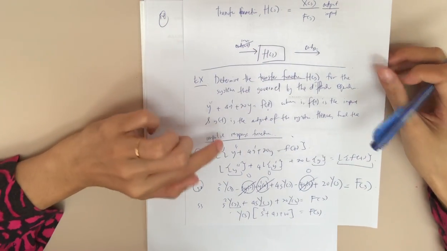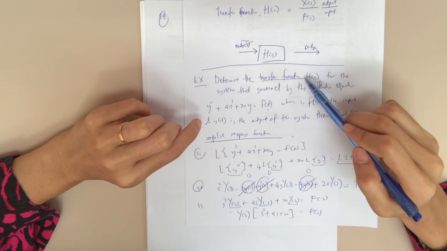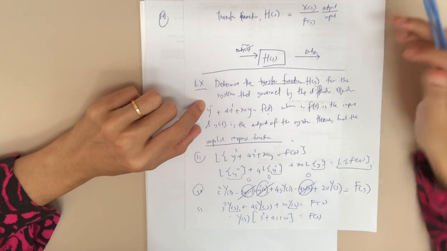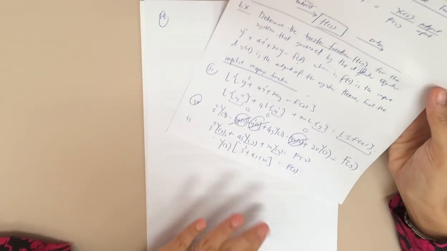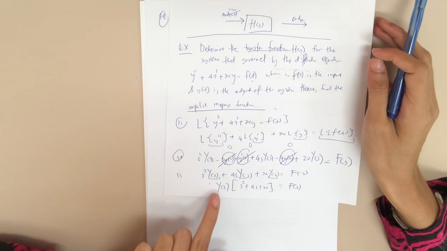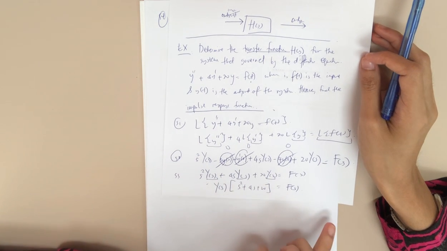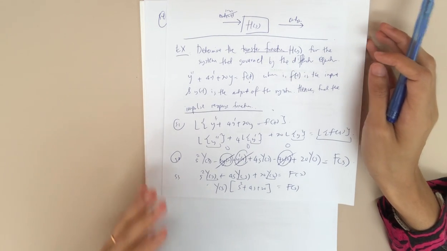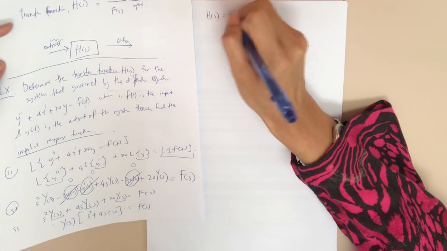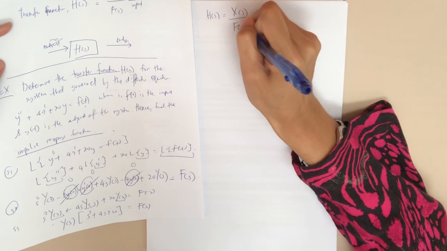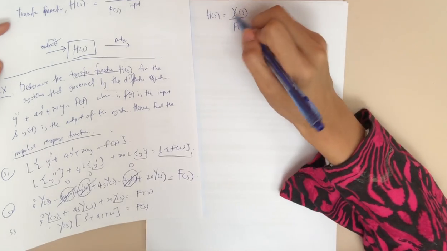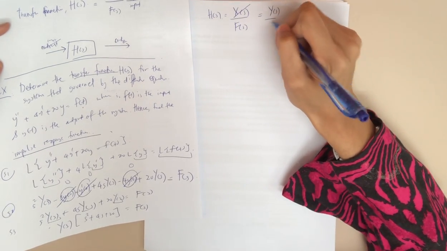what is H(s)? H(s) is the transfer function, whereas the transfer function is equal to this equation, X(s) over F(s). So now we can see from step number 3, now we have Y(s) here and we have F(s). So how to get our H(s)? Because we want to find H(s), and we know that H(s) is equal to X(s) over F(s). So in our situation now, it is not X(s), it will be Y(s).